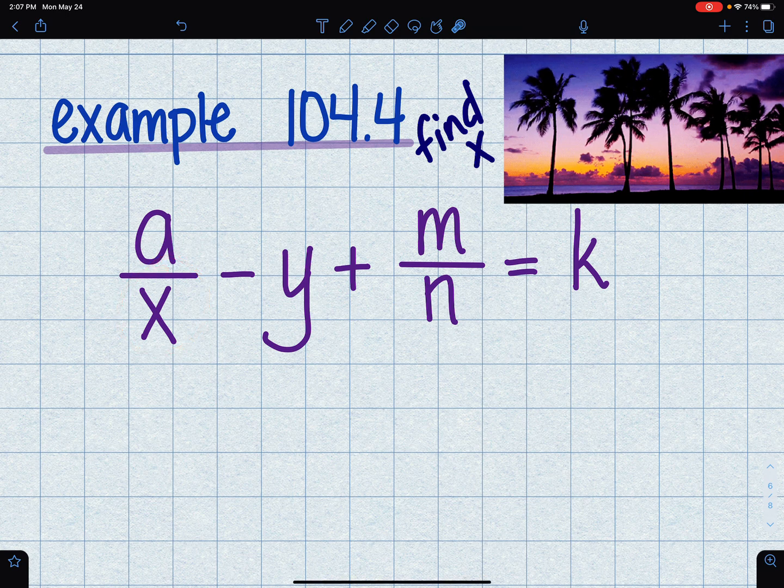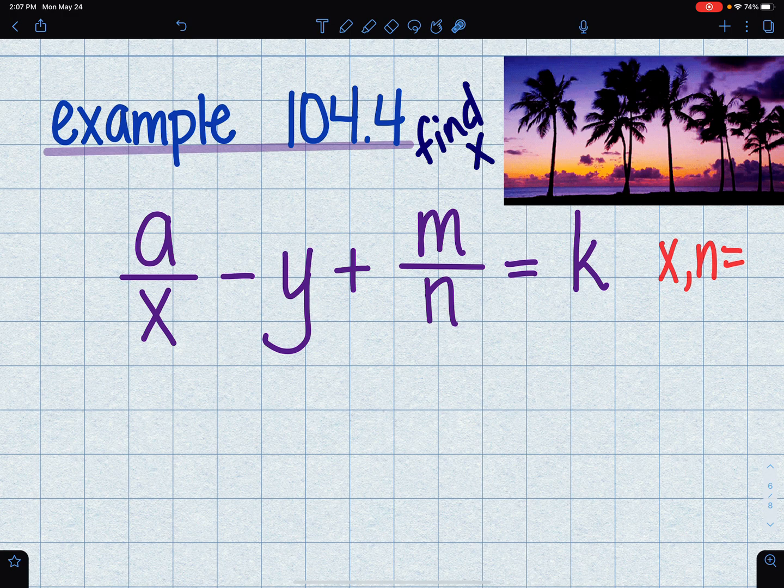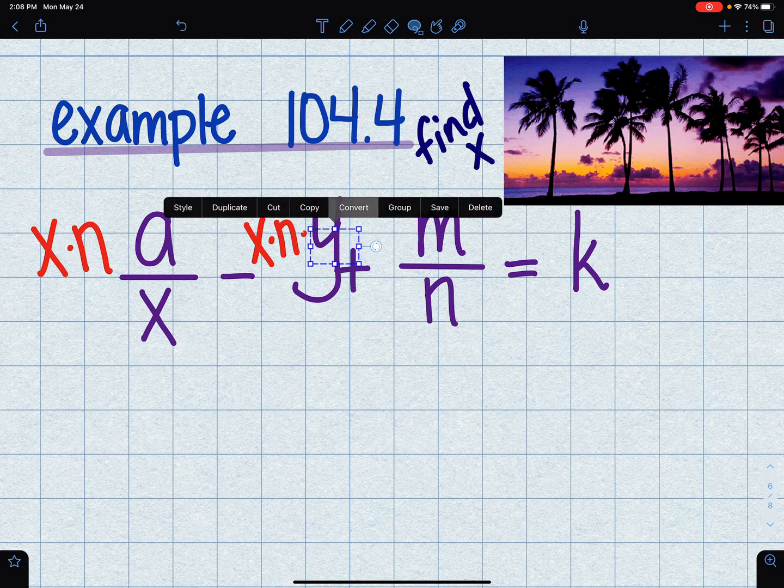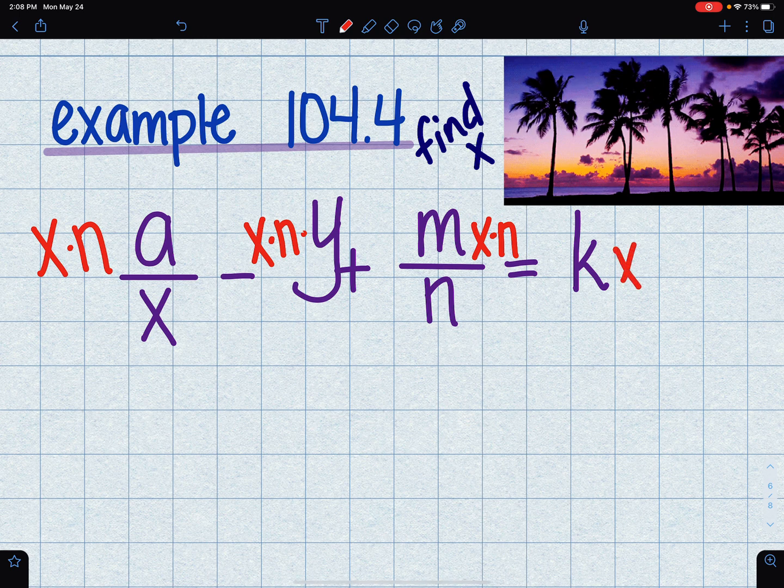We can't do that. All right, we have a rational expression. We need to find the LCM, and we also know that x and n cannot be 0, right? That's a given. Okay, so let's find the LCM. We're going to multiply everything by x times n just to get rid of those nasty denominators. Okay, and this is going to be xn. This is going to be xn. Okay, what cancels? This cancels this x. This cancels this n.